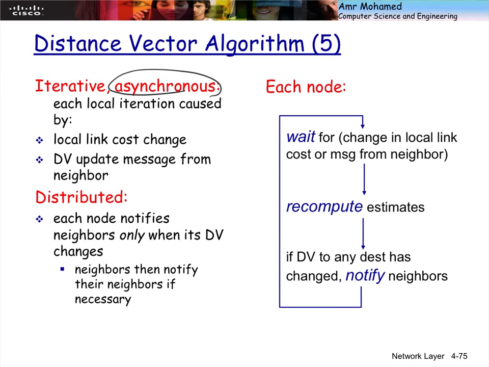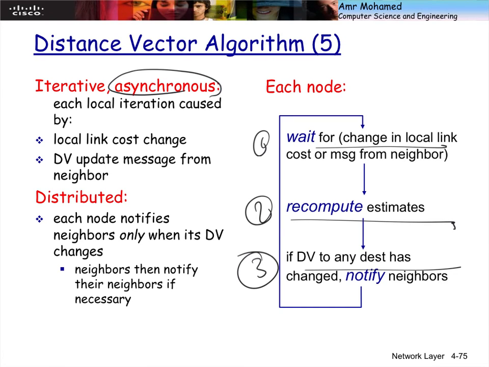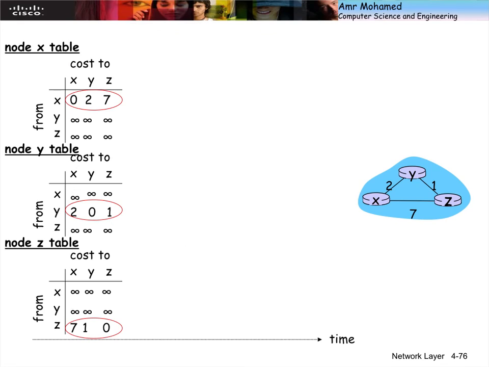Okay. So I wait for a change, recompute using Bellman-Ford, and if the node changes, I have to notify neighbors. These are the 3 steps that we talked about. So that's the example. And you can imagine this example is only for 3 nodes. طبعا, if we have more than this it will be much more complicated.